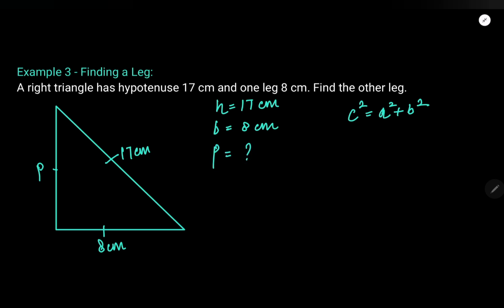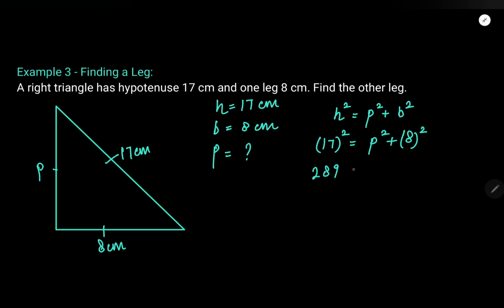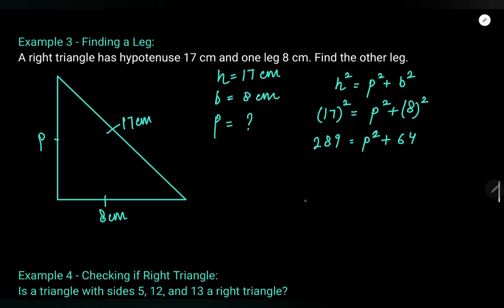So now I will substitute in the formula. What is the formula? Formula is hypotenuse square is equal to perpendicular square plus base square, right? That means 17 square, because hypotenuse is 17, equals perpendicular square plus base square. I just substituted the values. What is 17 square? 289 is equal to P square. You should know the squares. You should know the squares up to at least 20, and 8 square is 64, right?